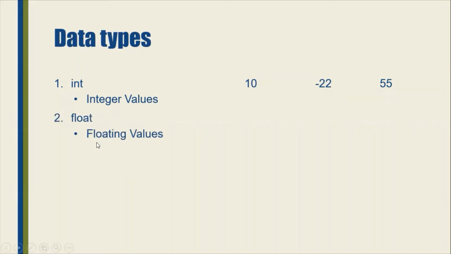The second data type is float. The float data type is used to store floating point real numbers. So we can store values like 10.10, 22.55, minus 55.1, and so on.